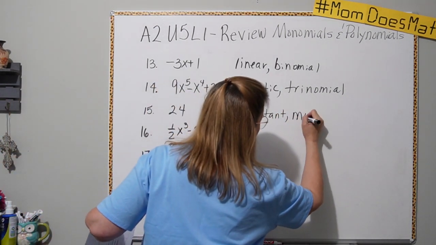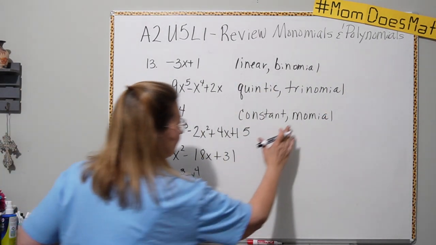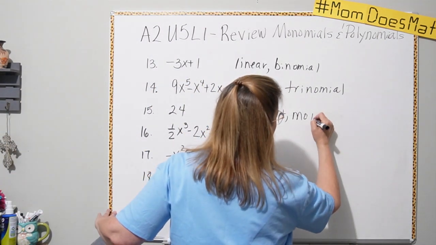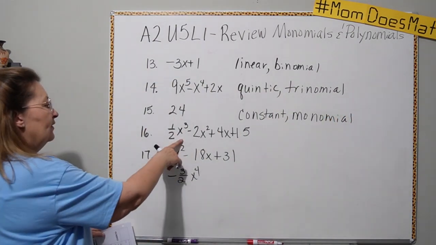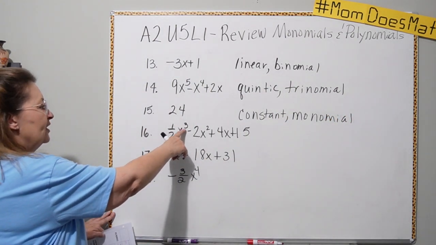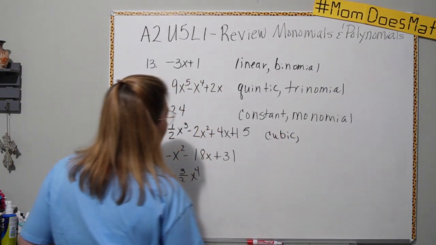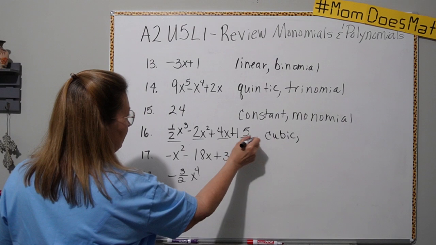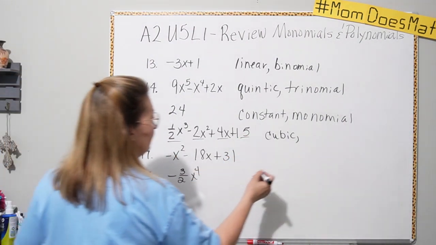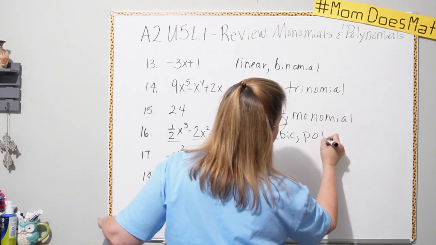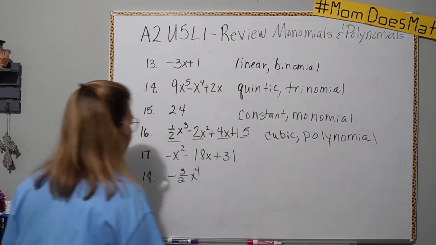And how many terms does it have? Well, it's a monomial. No plus or minus sign. I spelled that wrong. M-O-N-O-M-I-A-L. Okay. Now this one, look for your degree. The highest degree is a 3, so that is cubic. And how many terms do you have? Remember, terms are separated by plus and minus signs, so you have 4 or more. We're just going to call that a polynomial. There is no special name.